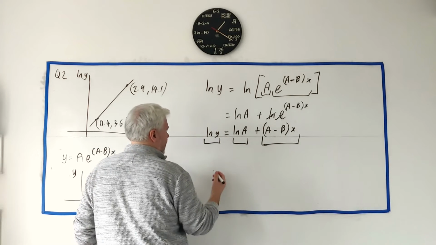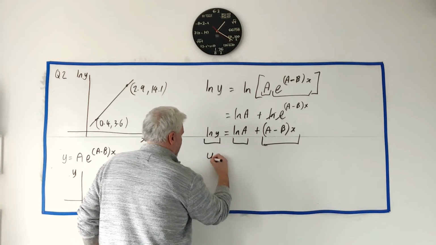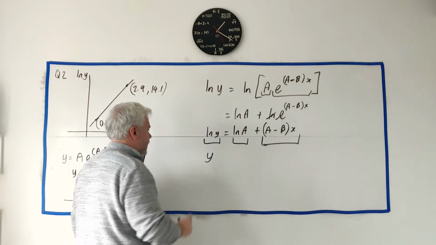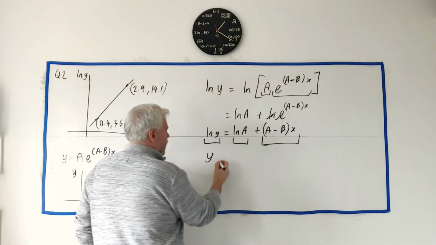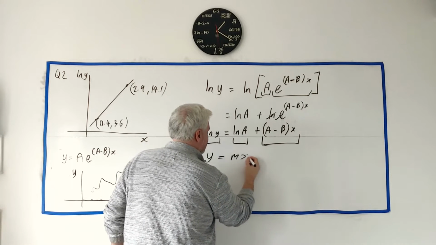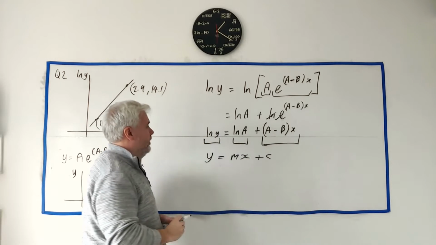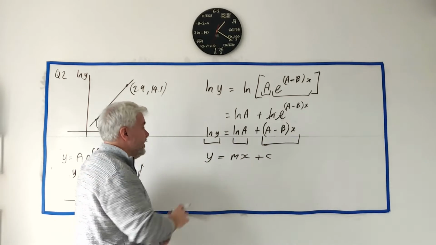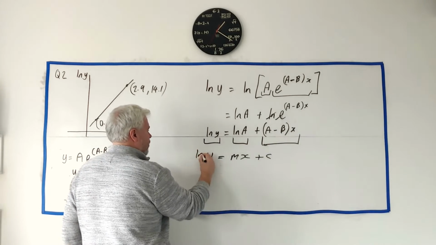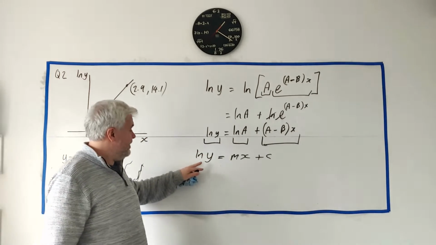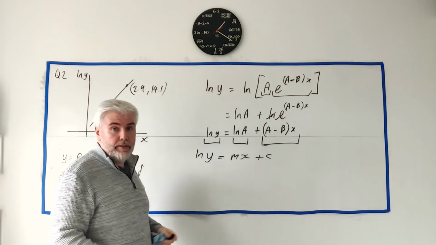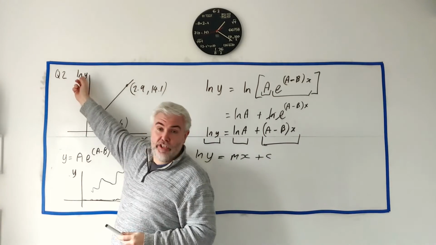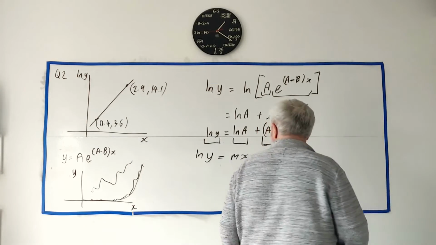Let me write this again. Let me write it as the function you know, y, although I'm going to add a natural log here. y is equal to mx plus c. Here's the mx and here's the c. So this is just an equation of a line. The only thing that might confuse students is it's natural log y and not just y, and that's because this function has a natural log y.